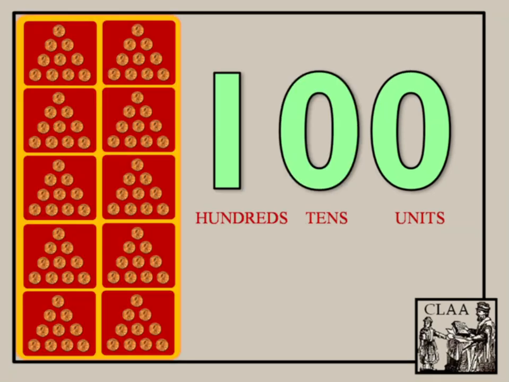If we have 10 sets of 10, we call this a 100. 10 sets of 10 is called a 100. 100 is written with a 1 in the hundreds place, a 0 in the tens place, and a 0 in the units place. 10 sets of 10 is 100.